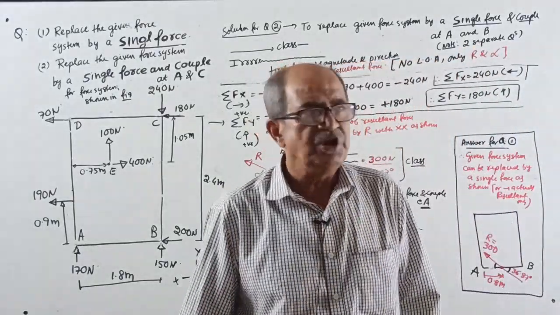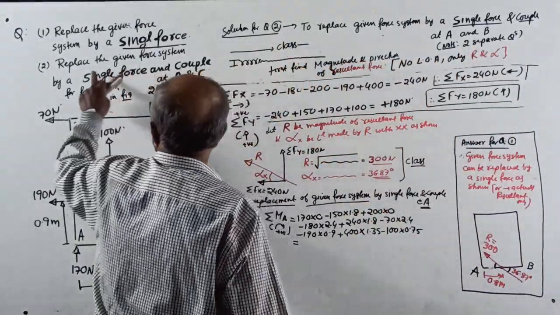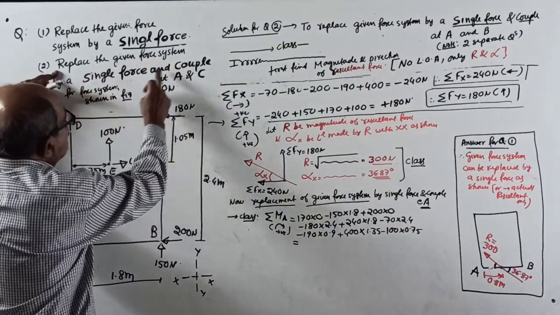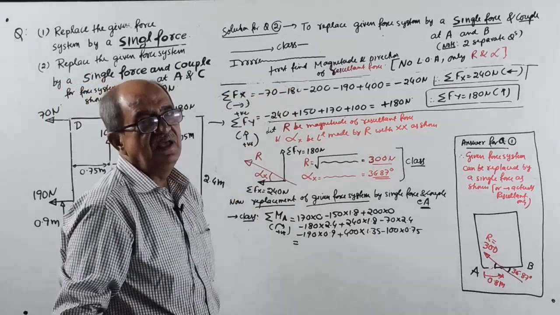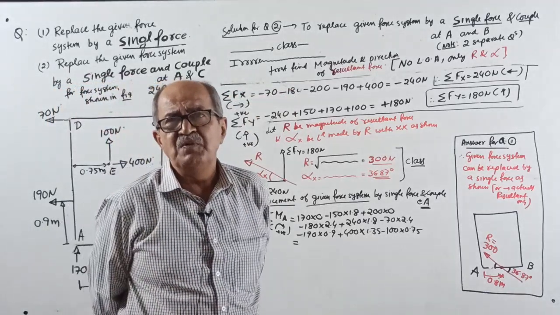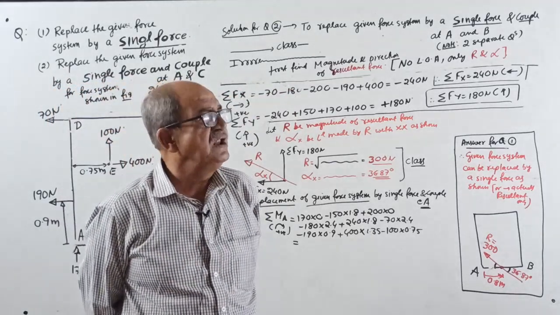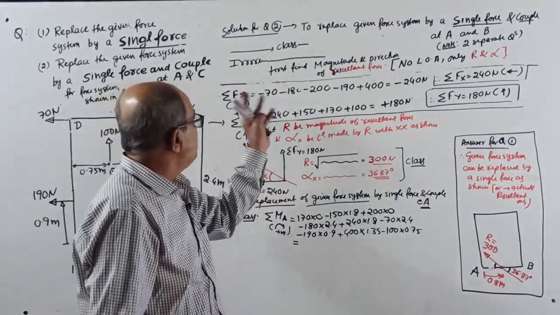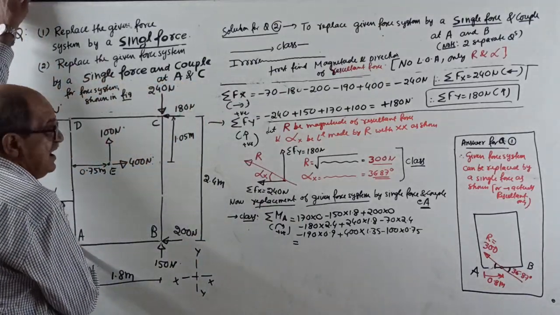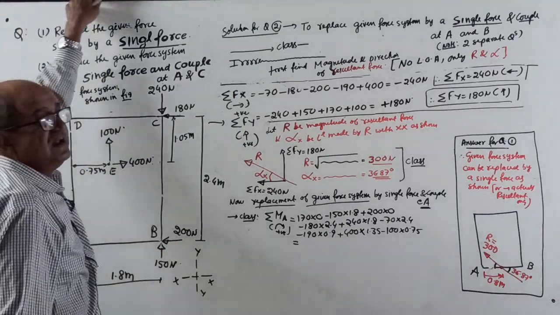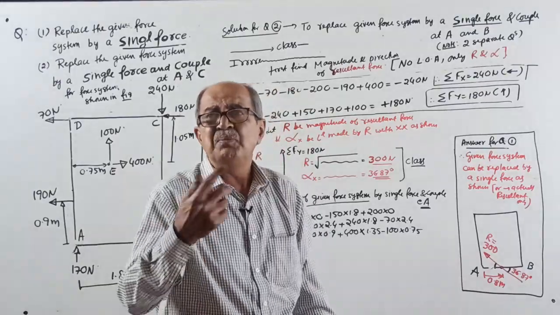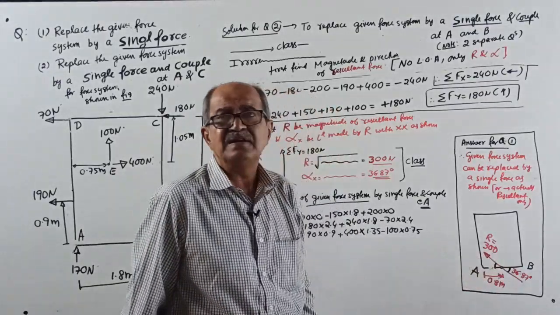Now, solution for question 2. To replace the given force system by a single force and couple at A and C. See, replacing a given force system by a single force and couple is not the resultant. If the entire force system is transferred to A, what is the effect at A? It is not the resultant here, see. For the resultant, they cannot give the point. Why? Because you have to locate the point.